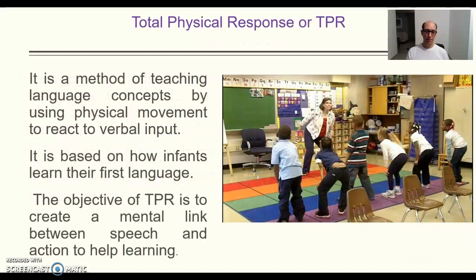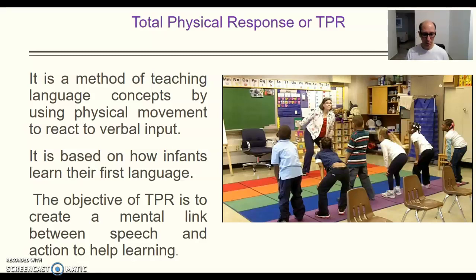Talking about a method, let's take total physical response or TPR. It is a method of teaching language concepts by using physical movement to react to verbal input. The basic thing of TPR is oral communication. It is based on how infants learn their first language. The objective of TPR is to create a mental link between speech and action to help learning.